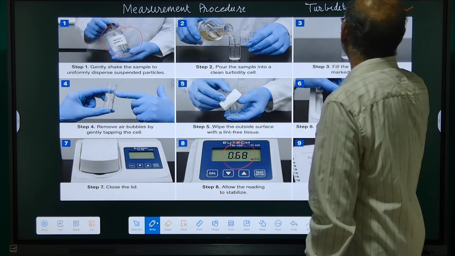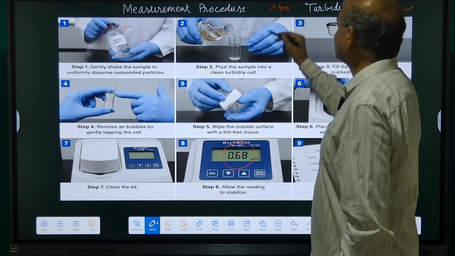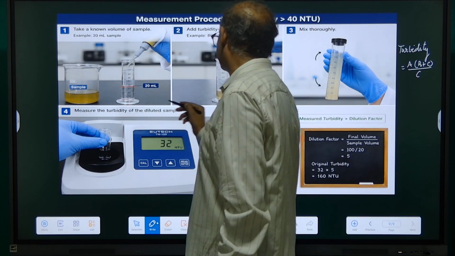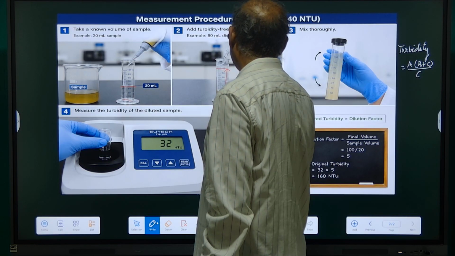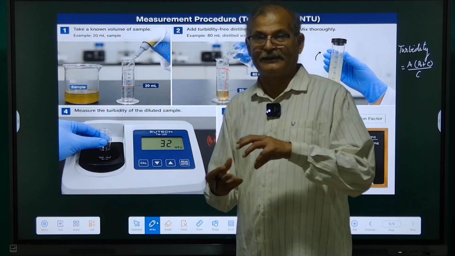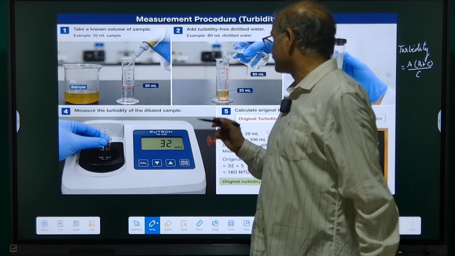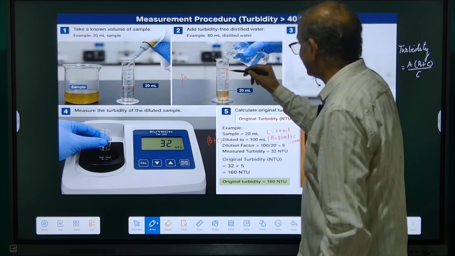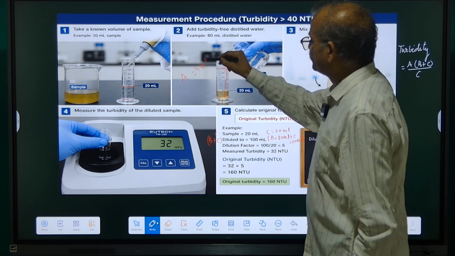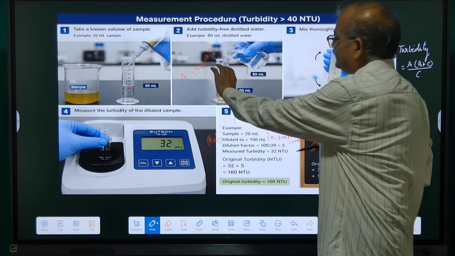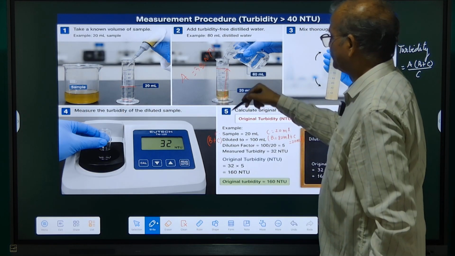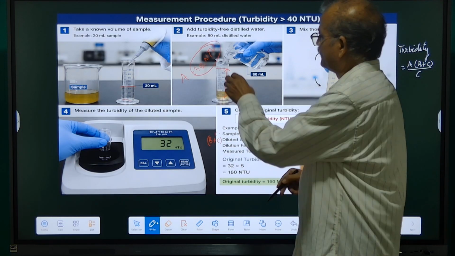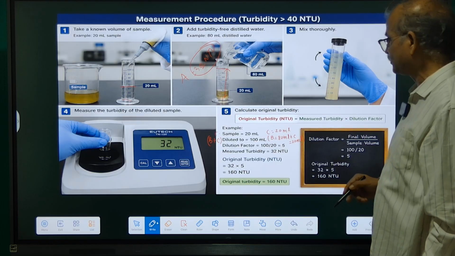If the turbidity of water is greater than 40 NTU, then we should take the sample, like 20 ml of sample, and then add 80 ml to make 100 ml, and measure the same with the same procedure by cleaning and placing it properly. The turbidity of this, if it has come say 32 NTU, then we interpolate with the formula given in IS 3025.